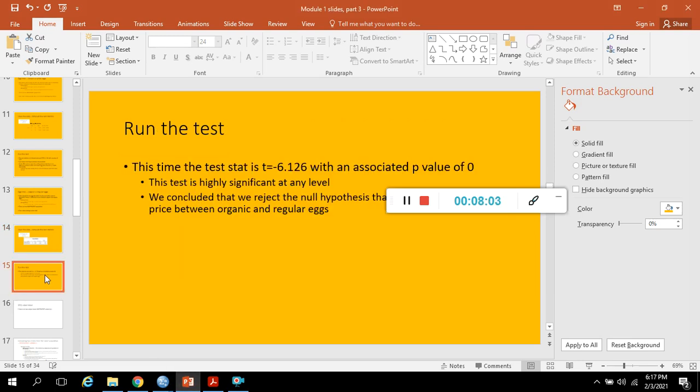So the conclusion is, of course, to reject the null hypothesis and conclude that there is a significant difference between organic and regular egg prices. And that is the two-sample independent means test.